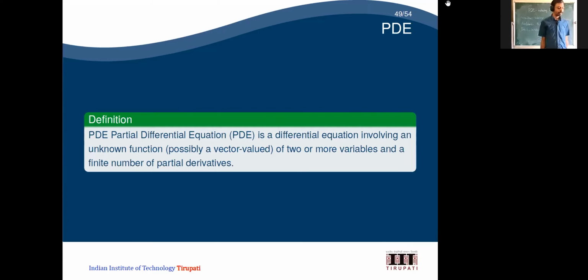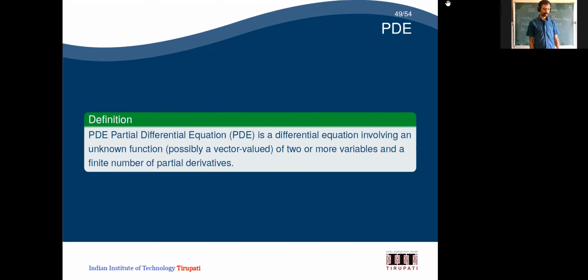Now we'll come to partial differential equations. In an ordinary differential equation, you have a single variable. In the case of a partial differential equation, how many variables will you have? At least two variables, two or more variables, and a finite number of partial derivatives will be there. This is just the one line definition of a partial differential equation.